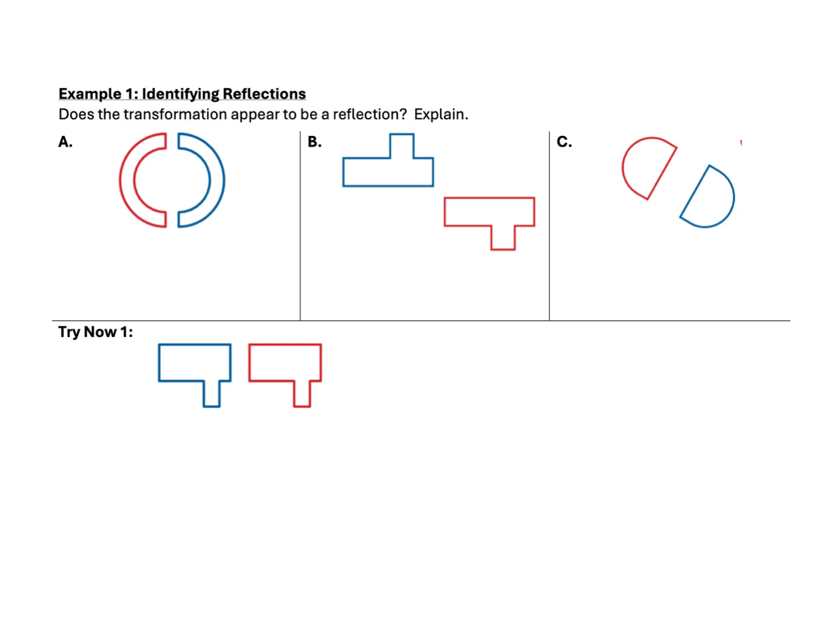Let's start by just identifying reflections. We have these different pictures and we want to determine if they're a reflection and explain. First, you can see that in part A, if we imagine a reflection line right here, the one on the left and the one on the right could just be mirrored over onto each other. So this is a reflection because it's mirrored across a line.